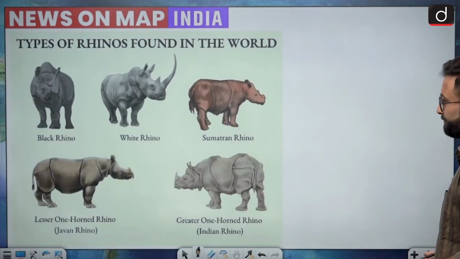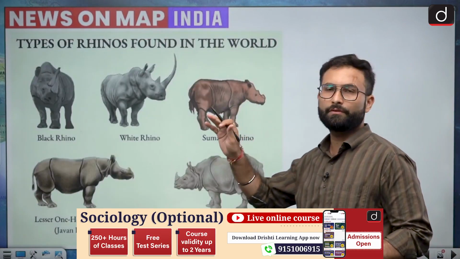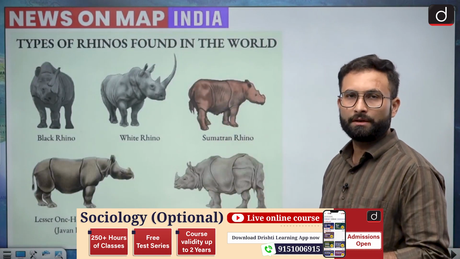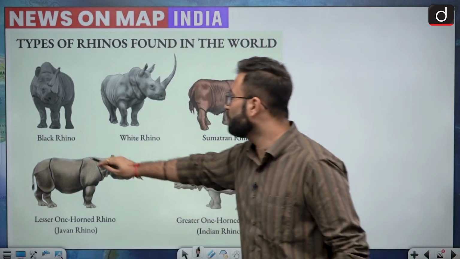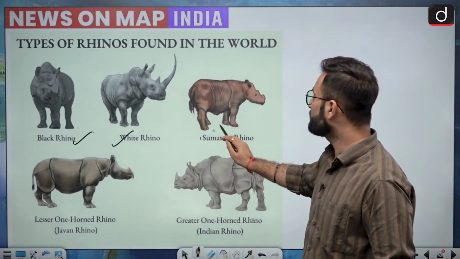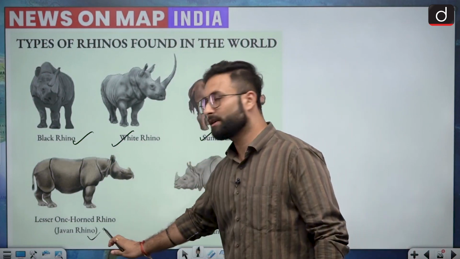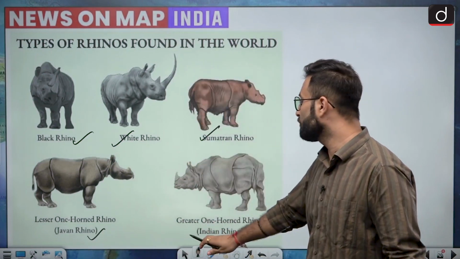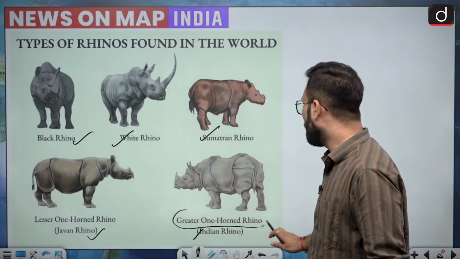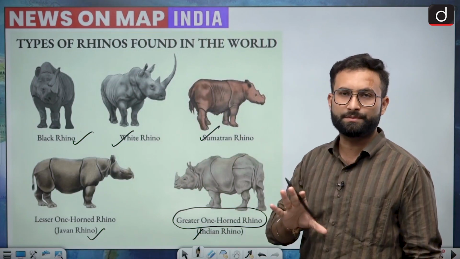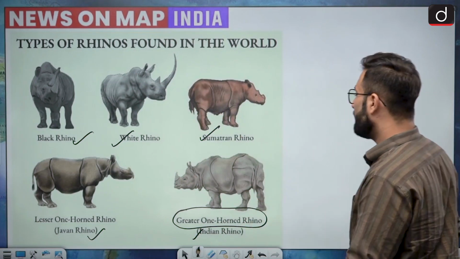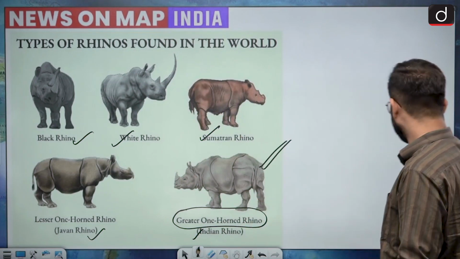Here you can see the various species of rhinos found in the world. We have black rhinos, white rhinos, Sumatran rhinos, Javan rhinos, and then the Indian rhinos, which are basically the greater one-horned rhinos. So there are 5 species in total in the world, and this is the species which is found in India.